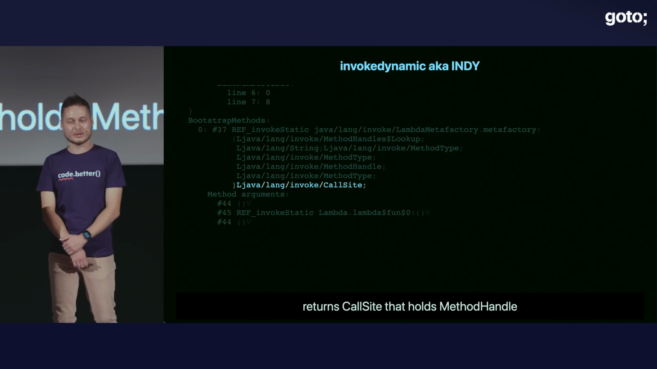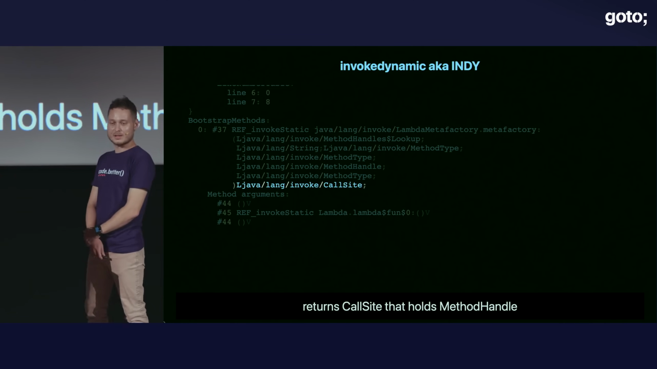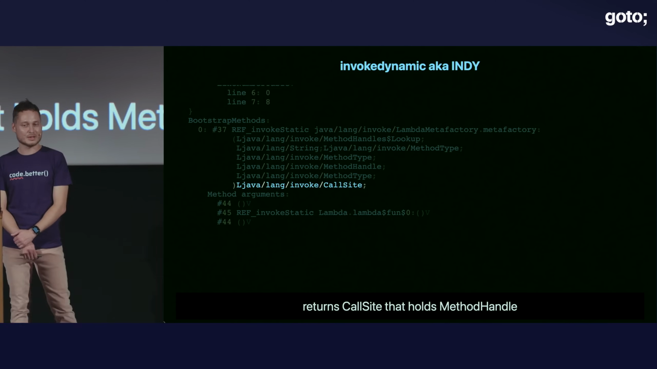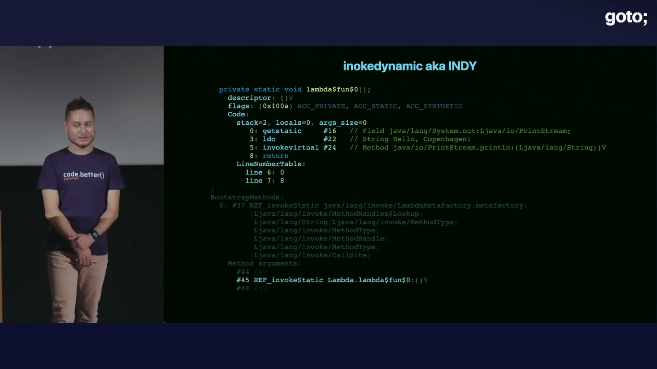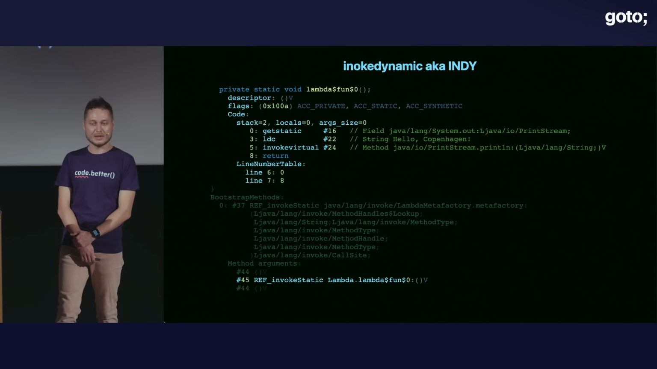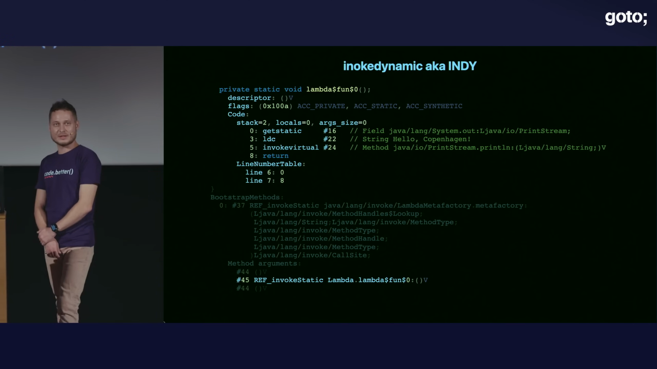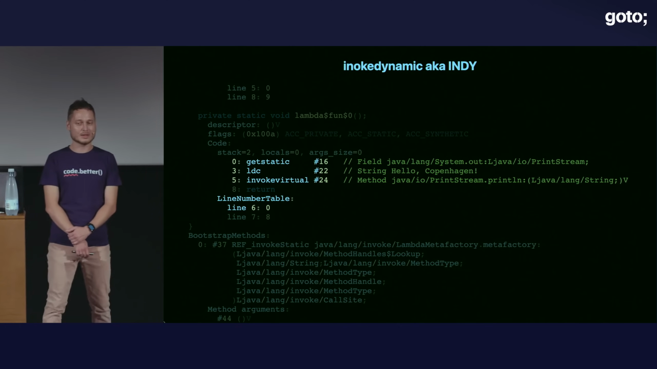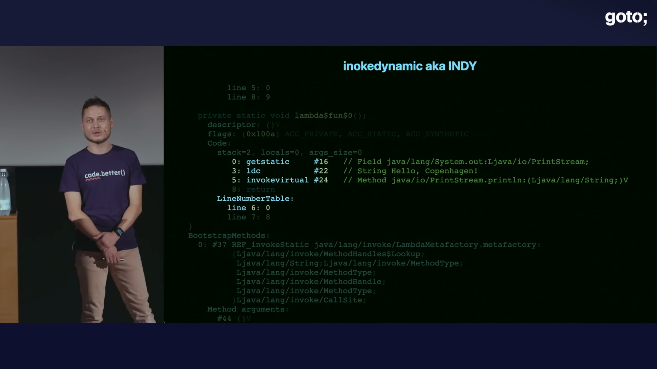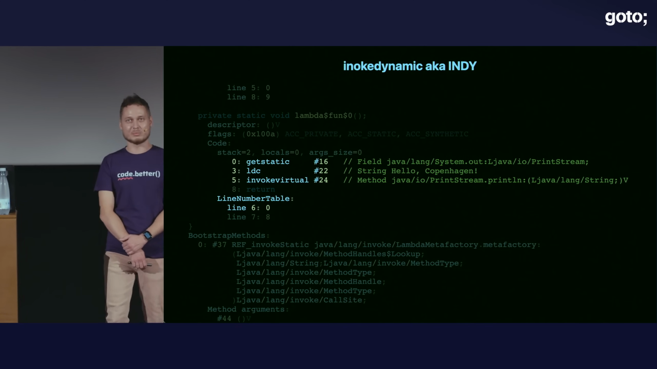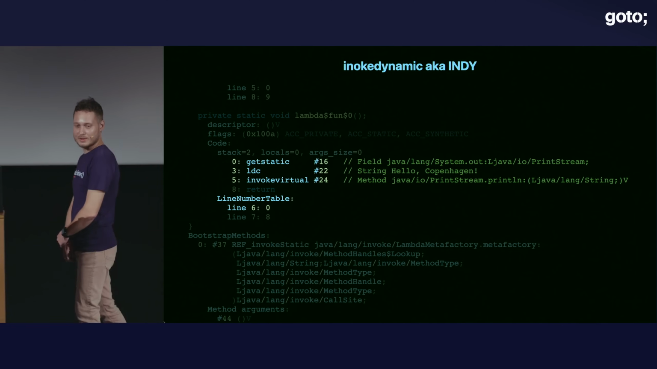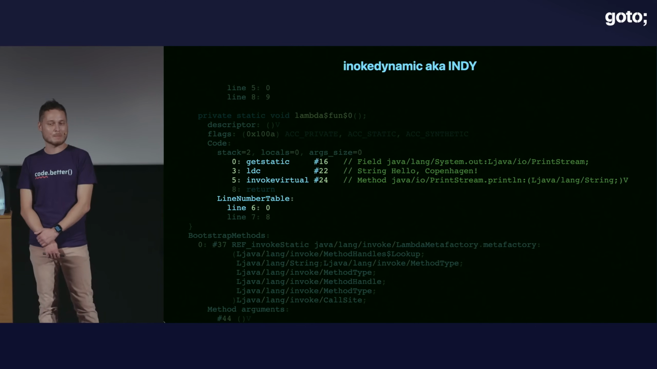This call site returns an object that basically holds a real method handle that should be invoked. And it has a reference to a special method generated in your class file. This method now contains the string that we've been looking for, and it contains line number 6. These are internal implementation details of lambdas and invokedynamic.